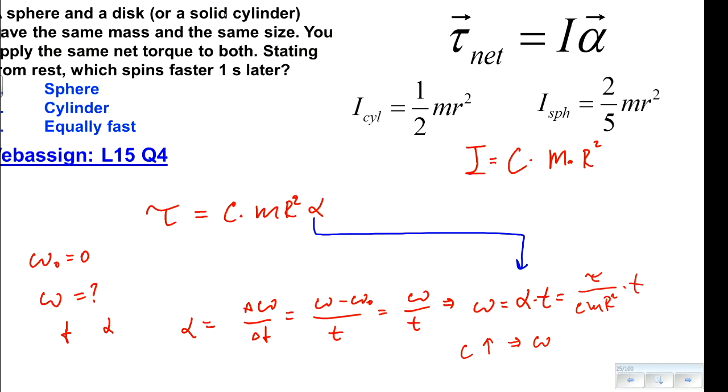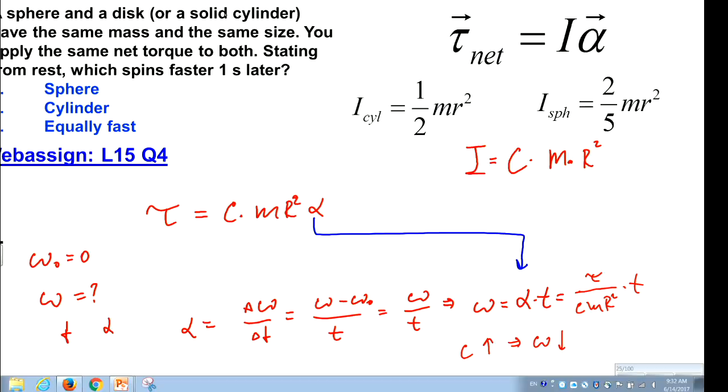Down. It's inversely proportional. It's in the denominator. So, you know what? Answer this question. I expect 100% correct answers now. This is question 4. Please tell me what you think.